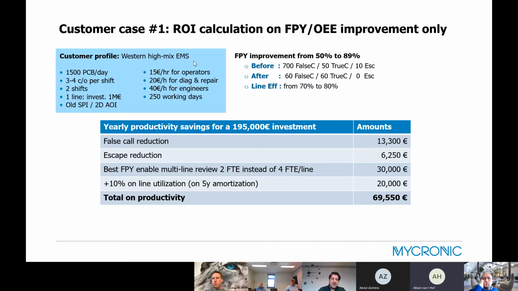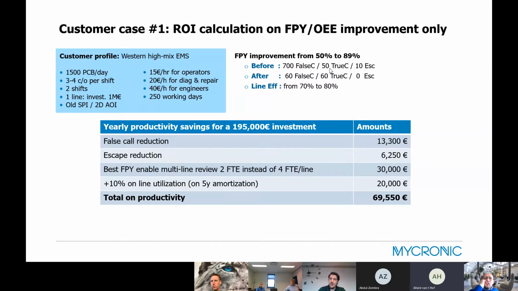No? So this is what we took as given. And then how did we help to improve the first pass yield, going from 50%, as you saw before, to even 89 at this customer. Before, he had 700 false calls per day, 50 real errors, so true calls, and 10 escapes. After, with the 3D AOI, with the SPI, and also implementing all the software suite, for sure not a few days, but really after a year or something, he went down to 60 false calls.